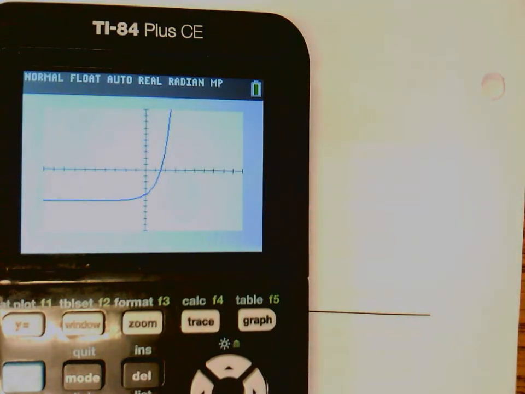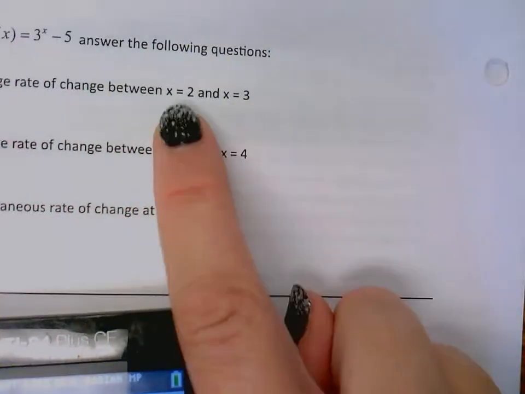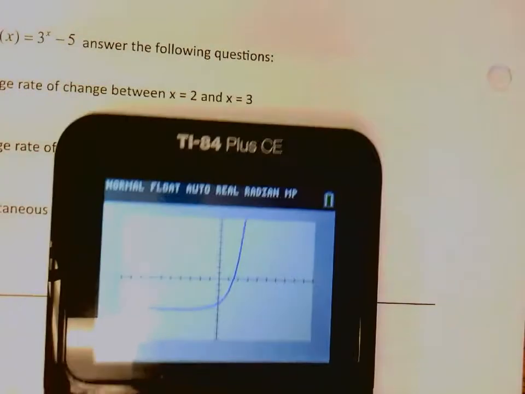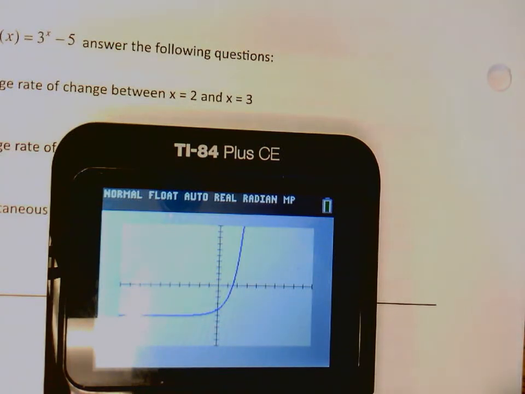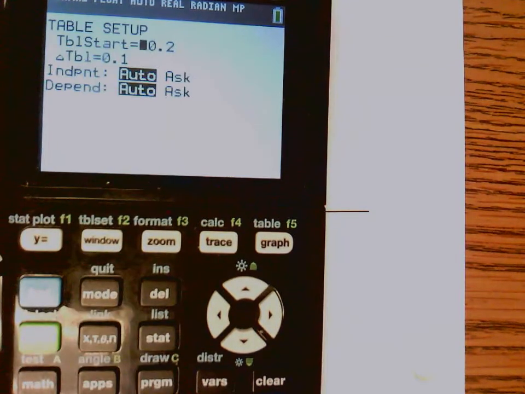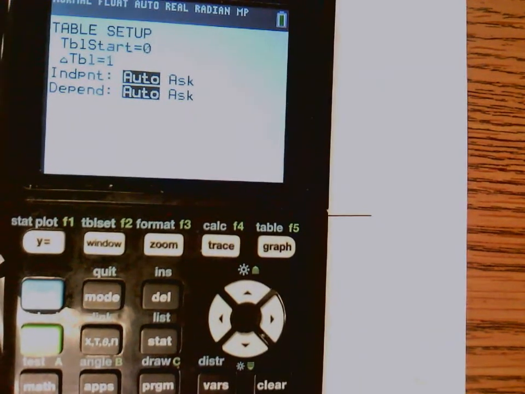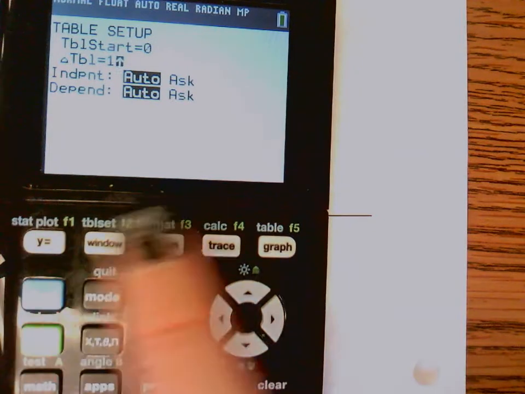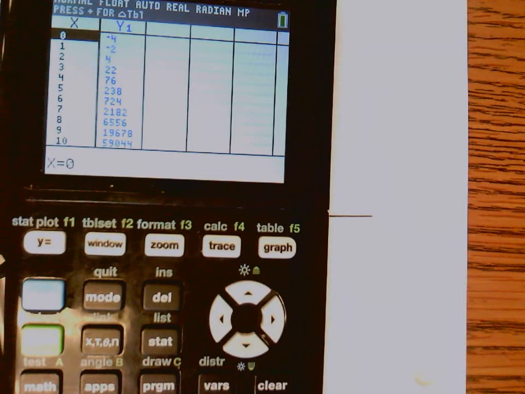Okay. So now we want to go in our table. We want to find the values at 2 and at 3. I think some of you could just hit the table key, but let's do table setup first. It's above the word window, second table setup. Let's start at 0 and count by ones. So hit second table setup, start at 0 in your table and count by whole numbers, ones. And then you should be able to go to second table, which is above the word graph, and your table values should show up. Does anyone need help?